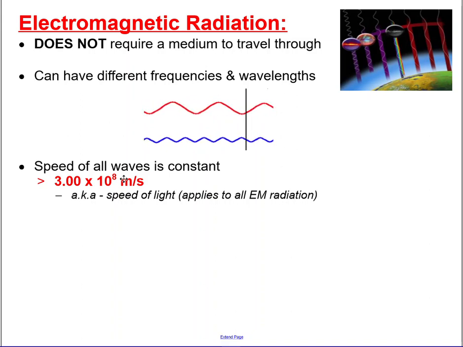You might have heard this referred to as the speed of light, but that's just because light is the form of electromagnetic radiation that we're most familiar with, so it gets called that, but this speed applies to all electromagnetic radiation or electromagnetic waves.